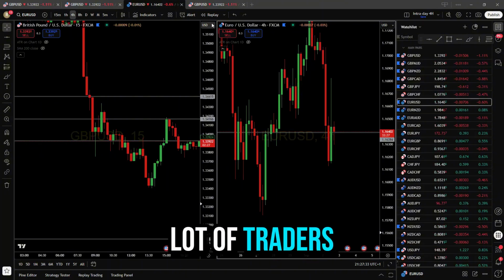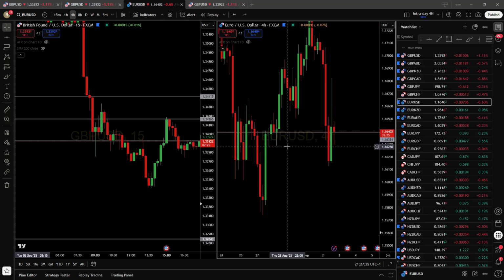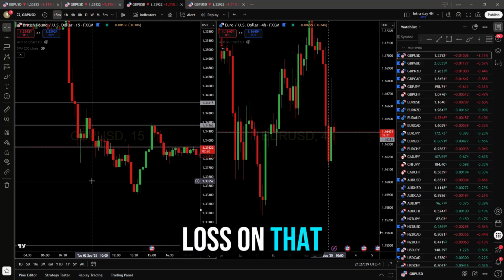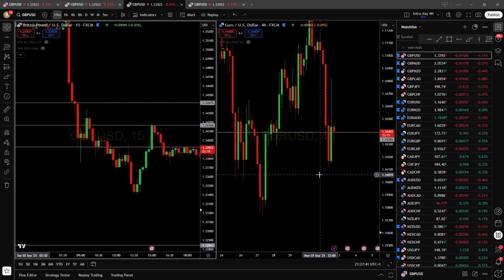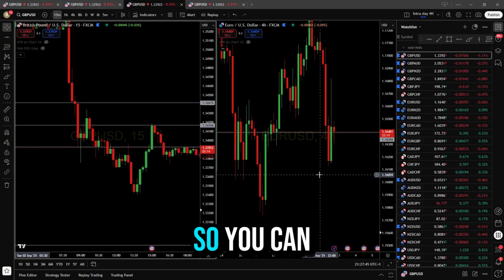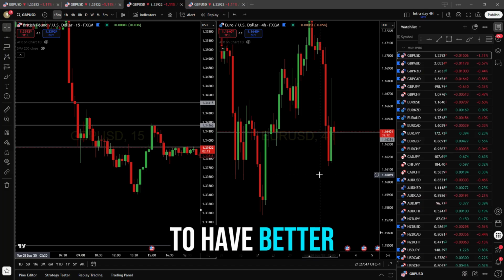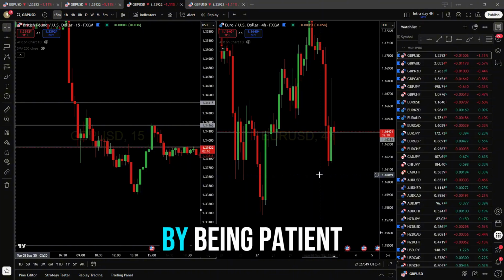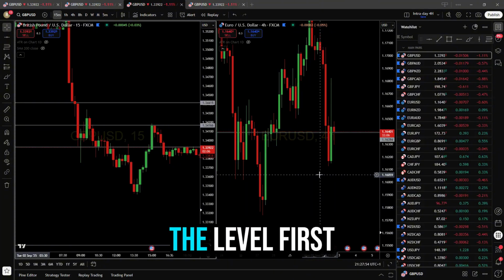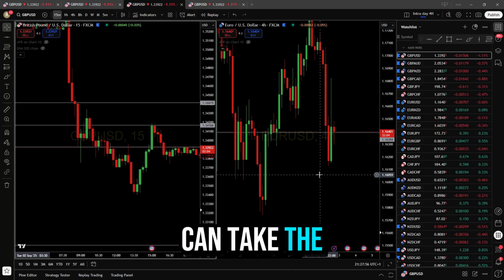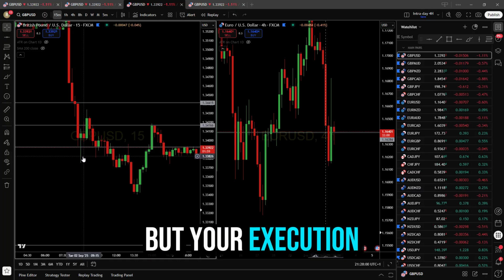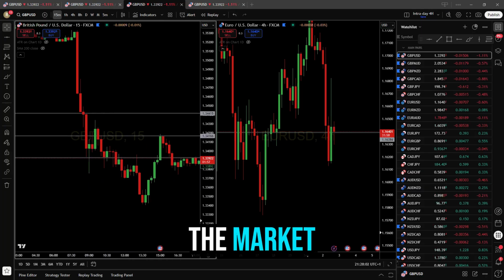But what a lot of traders will be doing is having a 20-30 pip stop loss on that. Far too much exposure than you actually need. So you can earn the right to have better risk reward by being patient and waiting for whatever's driving the market to hit the level first, and then you can take the trade. So you're still trading this level on cable, but your execution of the level is according to the market.